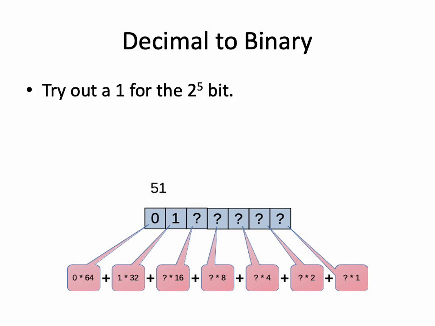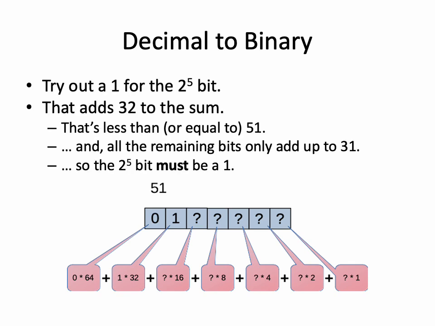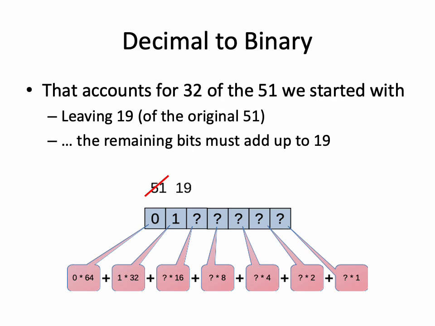So that goes away. What about if I put a 1 in the next spot over, which is the 32 spot? Well, in this case, 32 is less than 51. Since 32 is less than or equal to 51, it's fine, and that 2 to the 5th bit must be a 1. Now, we've used up 32 of the 51, so that leaves us with 19, and the remaining bits have to add up to 19.